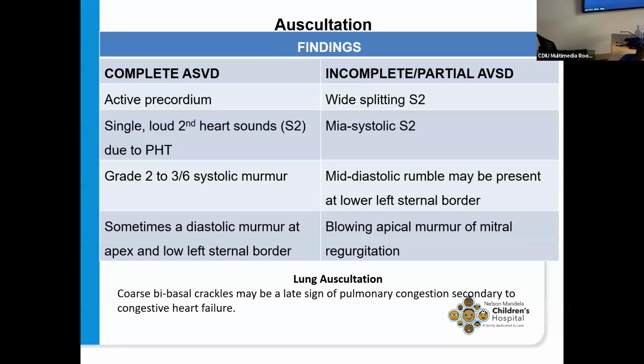And then in an incomplete or partial AVSD, there'll be a wide split S2 and a mid-systolic murmur. A mid-diastolic rumble may be present at the lower left sternal border, and a blowing apical murmur of mitral regurgitation. And then when you auscultate the lungs, you will hear basal crackles, which may be a sign of pulmonary congestion secondary to the CHF.